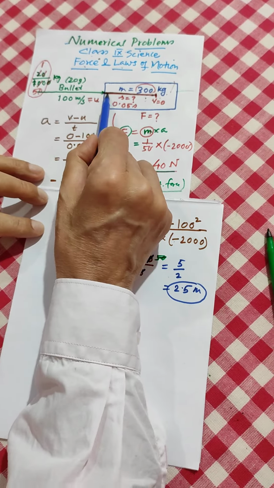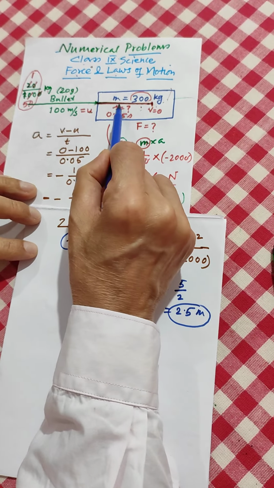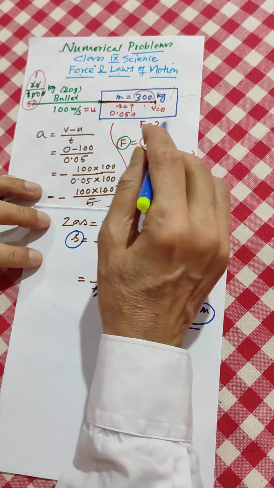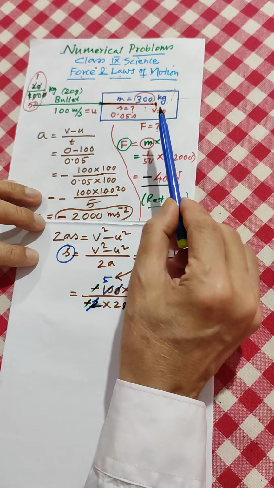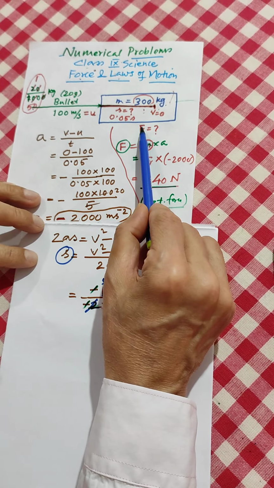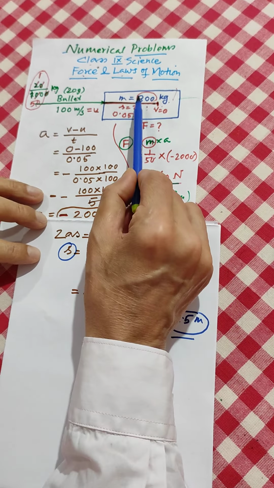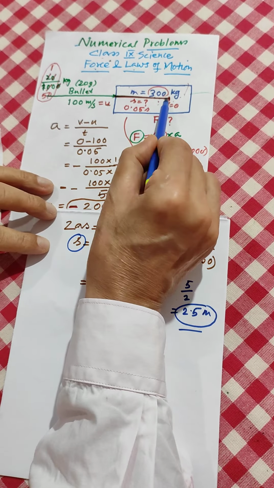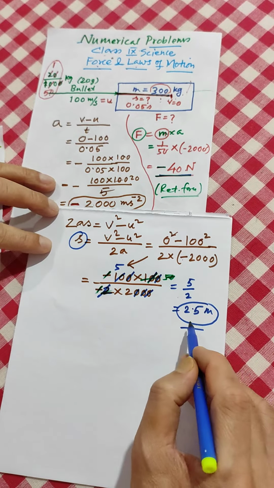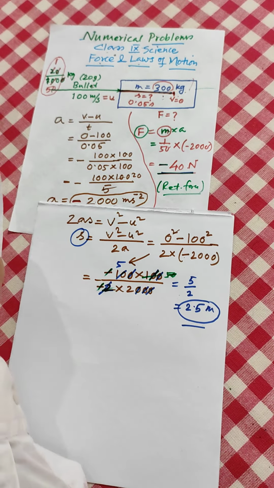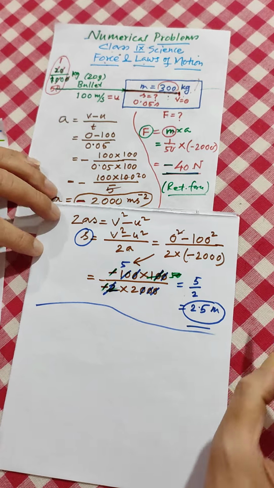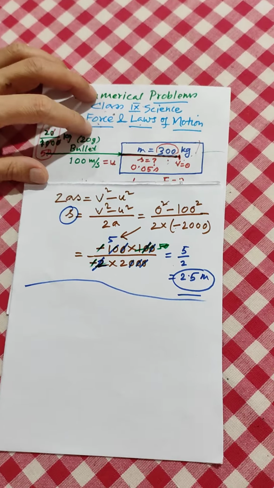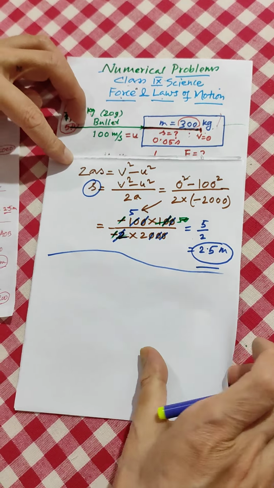That means the bullet has penetrated into the block a distance S equal to 2.5 meter. So that was what we needed to find out. You were asked to find F, the force exerted by the block on the bullet, which we got as minus 40 Newton, and the distance of penetration of the bullet into the block, which we found to be 2.5 meter. Okay. This problem is very common in exams. It is very frequently given in exams, so take care.